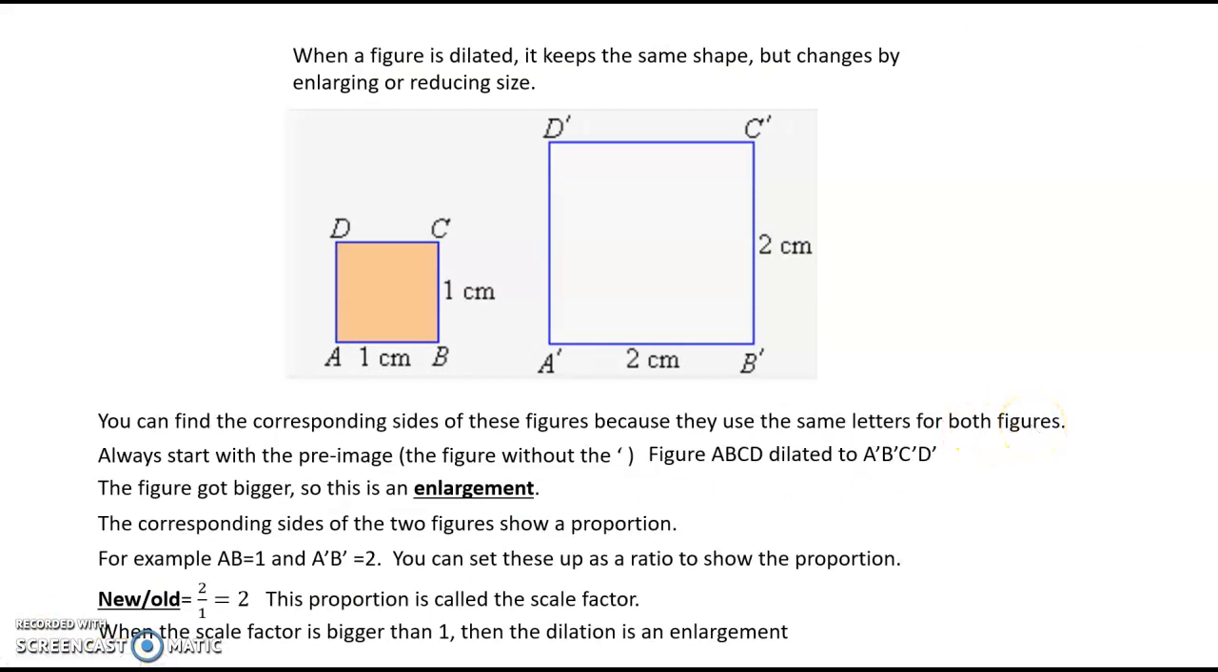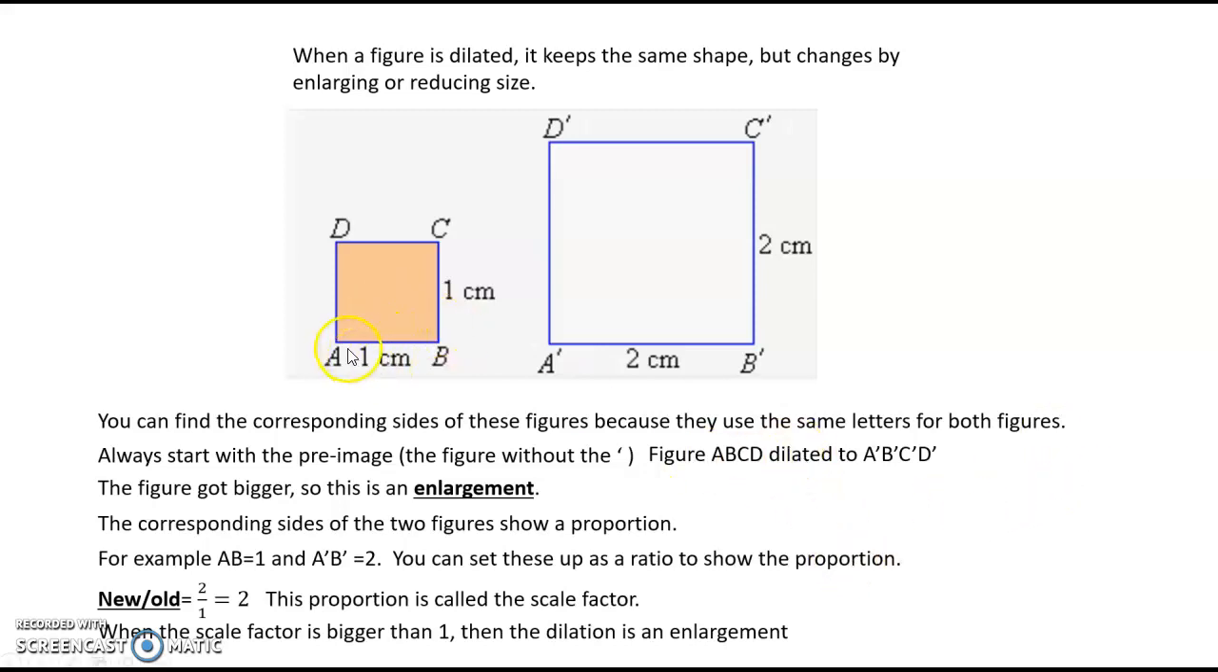Similarly, when a figure is dilated, that just means that we have an original image and a change was made to it, making it either bigger or smaller. So when a figure is dilated, it keeps the same shape, but it changes by enlarging or reducing size. You can find the corresponding sides of these figures because they use the same letters for both figures.